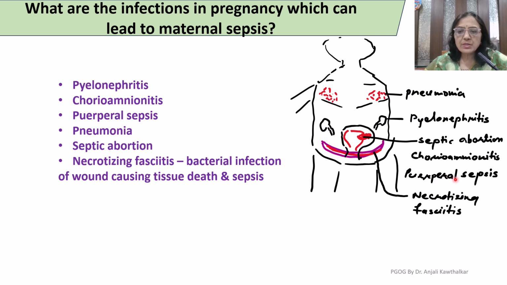Puerperal sepsis I have seen. I have even seen death because of puerperal sepsis. Septic abortion leading to mortality I have seen. Going into septic shock and necrotizing fasciitis I have seen. I have not seen pneumonia leading to maternal death, but pneumonia can be one of the causes where there can be a group A beta hemolytic streptococcal infection, and the patient can very fast progress to septic shock also.